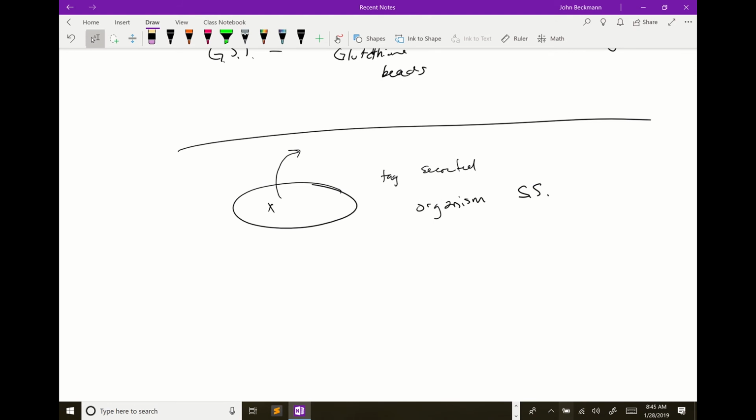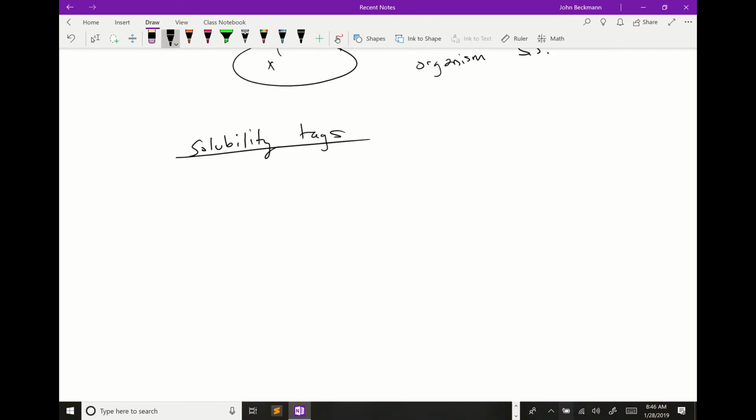Solubility tags. Let's talk about that. What do you think that is? What do you think is a very common issue in recombinant protein expression? You want to study protein X. What happens oftentimes with protein X? It might be its nature. Yeah, it's insoluble.